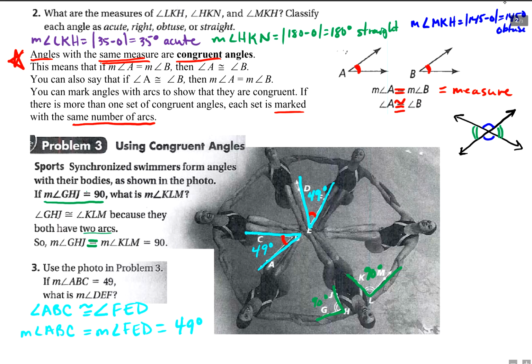Now I notice that it has 1 arc mark. So I go and I look, and guess what? This other angle over here also has that arc mark, 1 arc on it. That tells me that those angles are congruent. So because angle ABC is congruent to angle FED, I know that their measures are equal. The measure of angle ABC equals the measure of angle FED, so therefore it is also 49 degrees. That was fun.